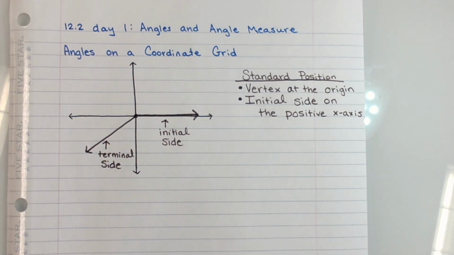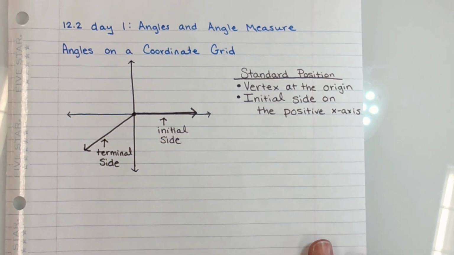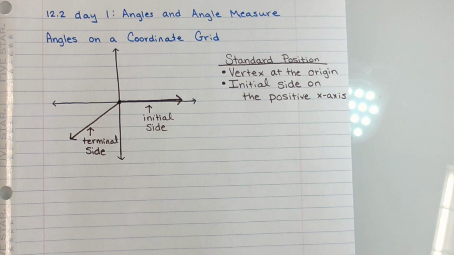Now, if you hear that sides of an angle are referred to as initial and terminal, what are other words for like initial and terminal? First and last. Start and end. Angles now have a starting position and an ending position, indicating that they have direction involved in them.